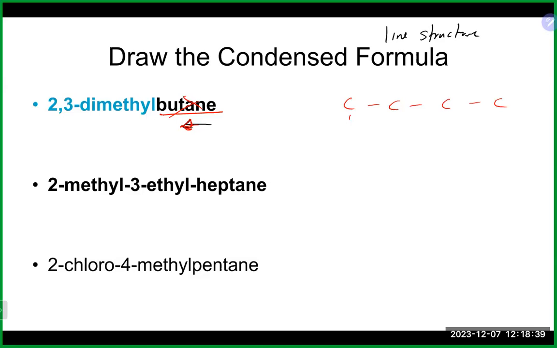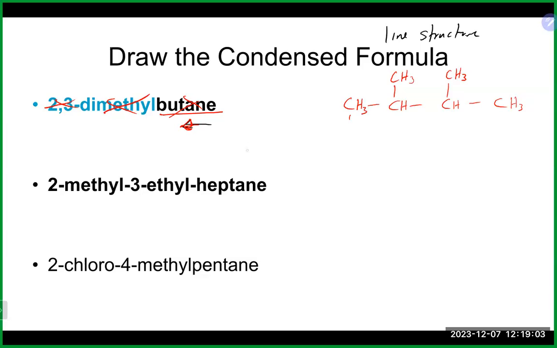That means that carbon number 2 and 3 are methyl groups, which is what the dimethyl means. So carbon 2 and 3. At that point, we pretty much took care of the whole name. All that's left is to get carbon 4 bonds with hydrogen. So 3 there, 1 there, 1 there, and 3 there. That would be the condensed formula.